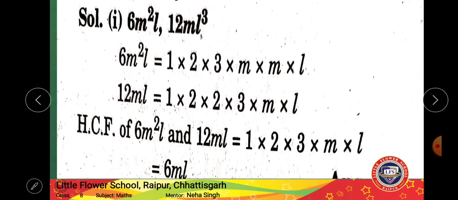6m square L and 12m L cube. So 6m square L, first we'll factorize 6, which will be 1 into 2 into 3. M square will be m into m and then L, okay? Similarly, 12 will factorize first, 1 into 2 into 2 into 3. For factorizing, we will do the prime factorization method, okay? And m L cube simply.